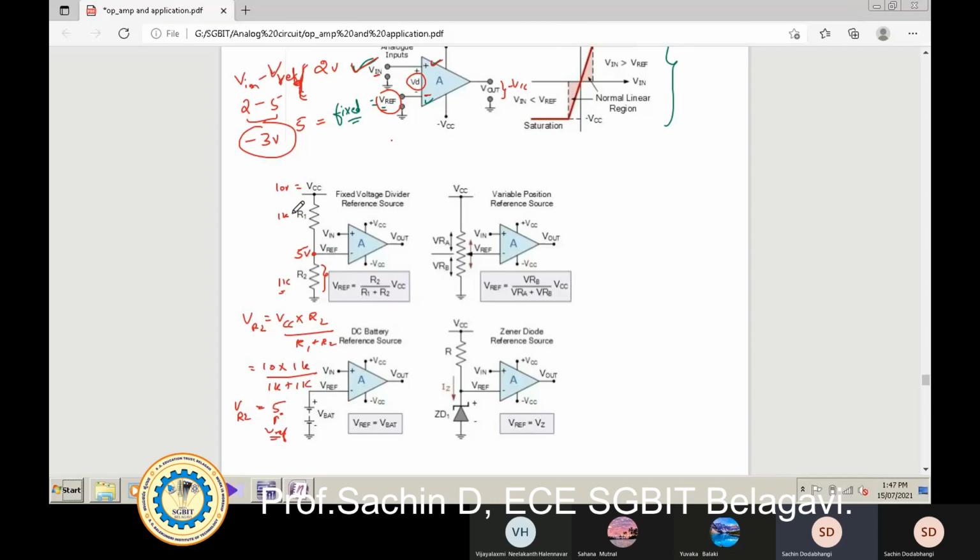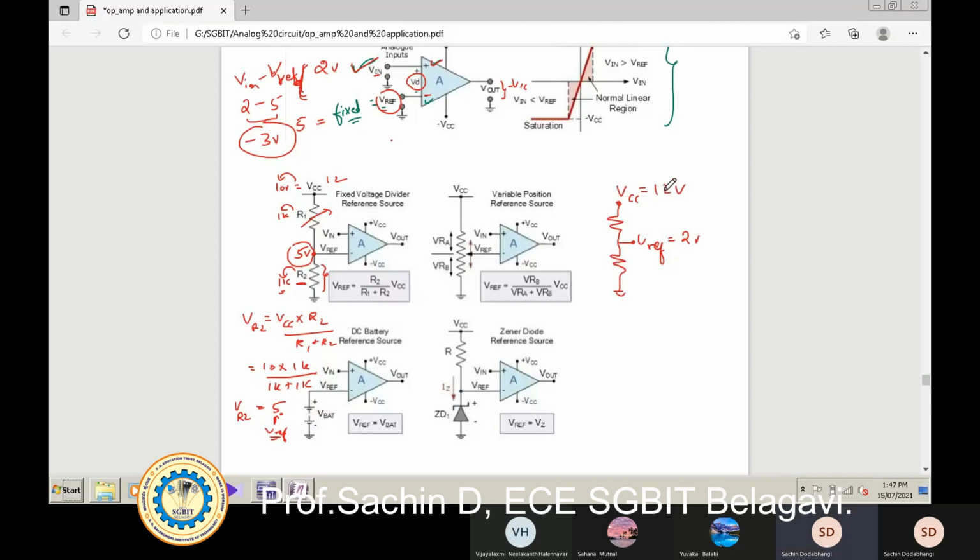So select R1 to be 1 kilo ohm, R2 to be 1 kilo ohm, and VCC as 10 volt. You can also go with another configuration, you can take VCC as 12 volt. Select only one resistor, 1 kilo ohm, and find the resistor for R2. If I need 5 volt here and VCC is 12 volt, I select one standard value for R1 and find R2. Suppose my fixed reference voltage needs to be 2 volt, and VCC supplied is 12 volt.